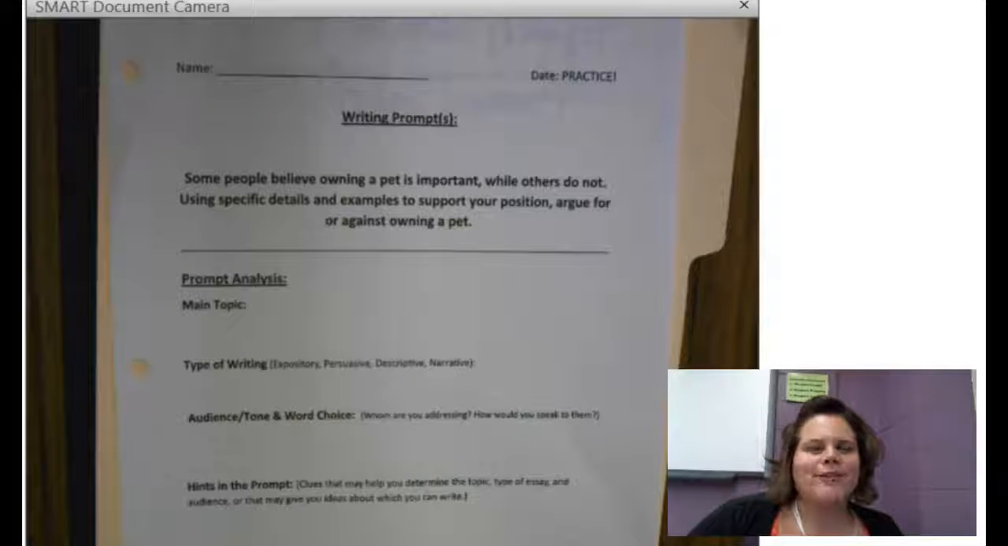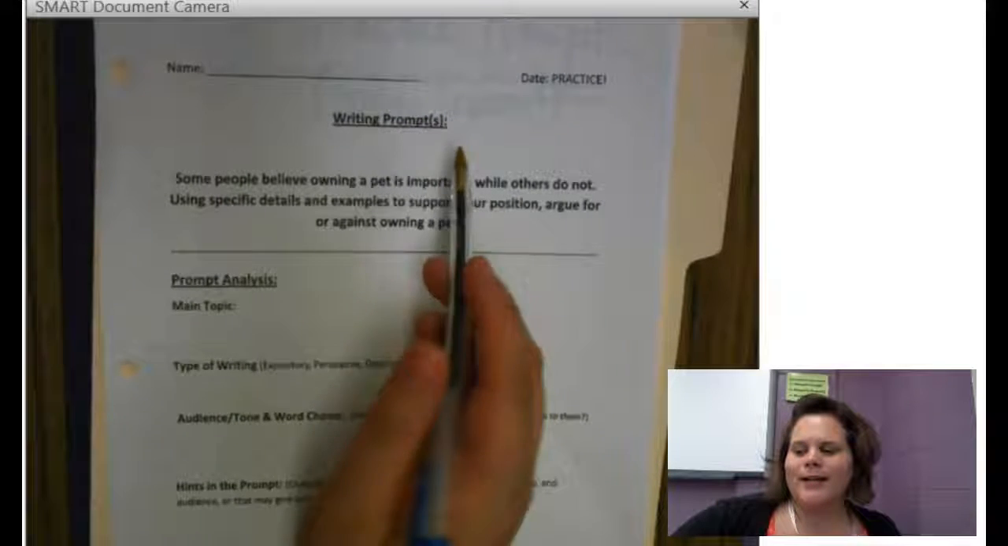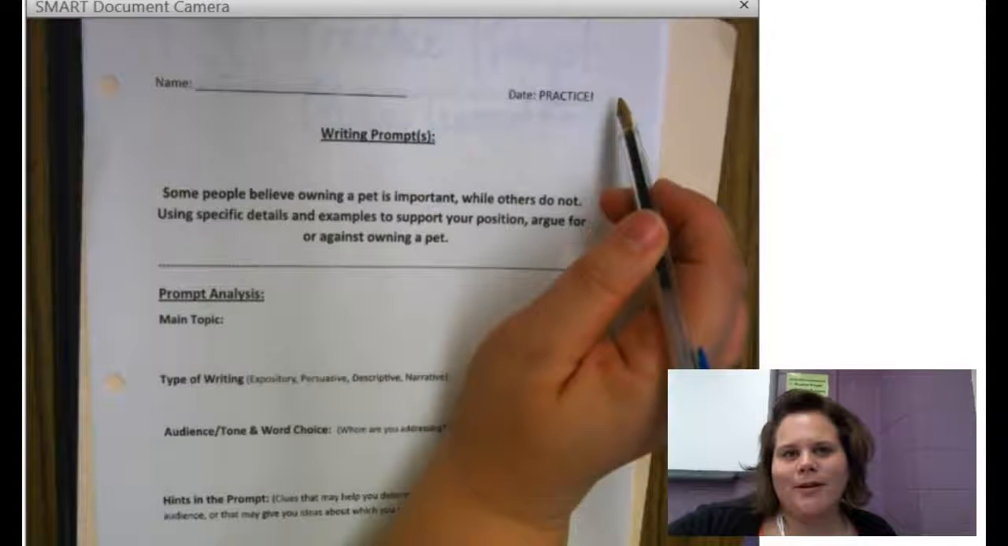Hi, today we're just going to review how to analyze a prompt. If you were absent this day or you just need a little refresher, that's what we're doing. So everybody who needs this should have the paper that says writing prompt at the top and it says practice. I'm going to be looking at the paper, so follow along on the paper.